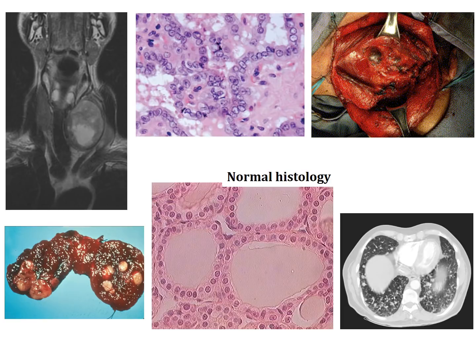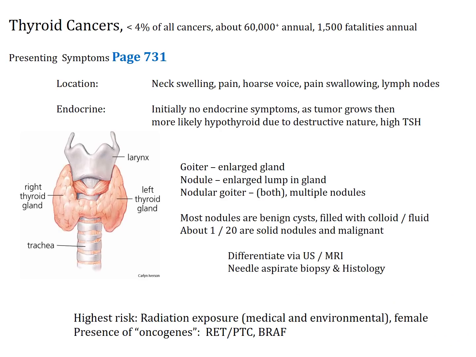And then if you come down to the bottom CT scan, we're looking at heart and lungs, and you see all this white tumor all over the lungs. That would be representative of metastatic thyroid cancer to the lungs. So let's talk a little bit here about thyroid cancers. Thyroid cancers are not that common, accounting for somewhere less than 4% of all cancers. American Cancer Society says there's about 600,000 new cases per year, about 1,500 fatalities per year.